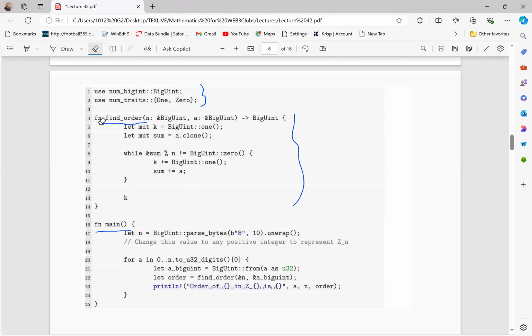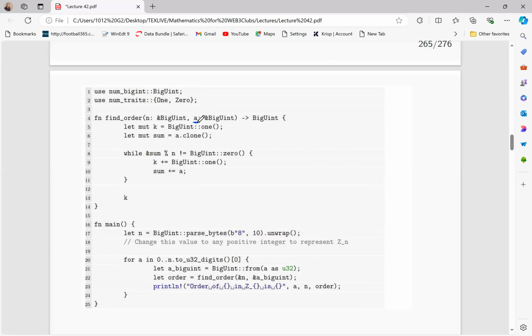I will input N and R. Of course, R is the element whose order I want to find, and then N is the modulus. Also BigUints, just to ensure that they are converted to BigUints. Of course, in my example, N is 8. The one I began with, N is 8.